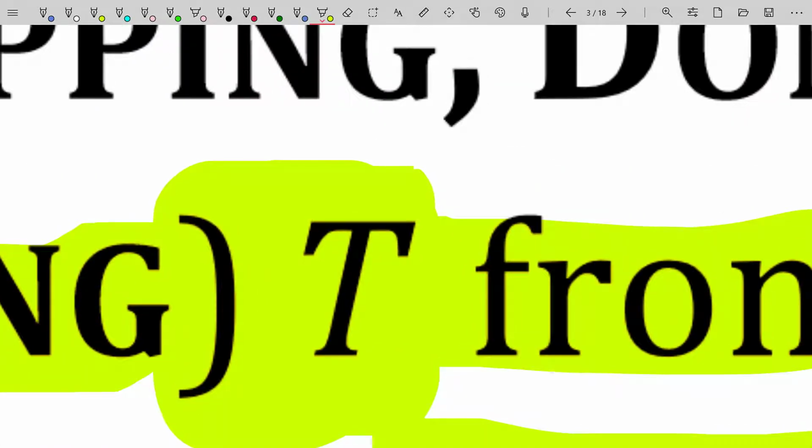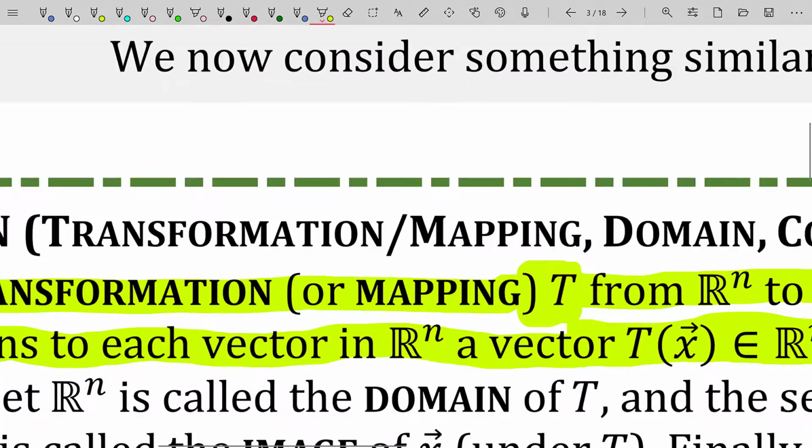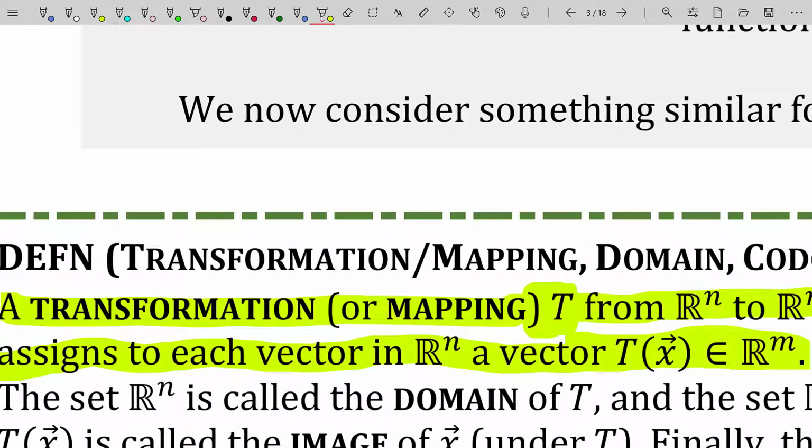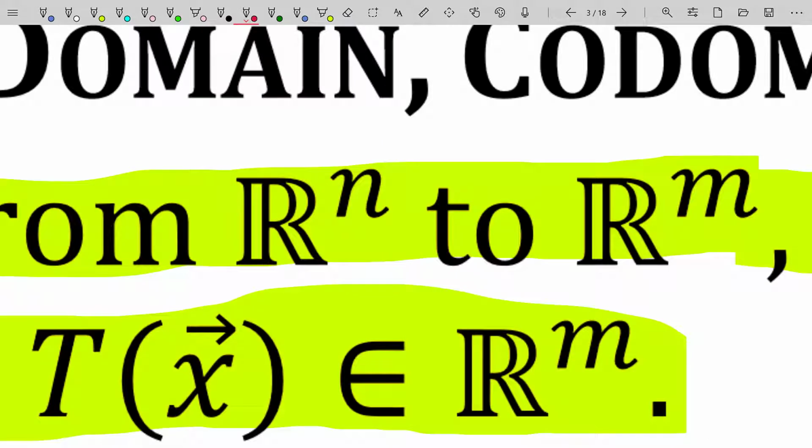Function starts with the letter F, so we used the letter F. Well, when you're talking transformations, you use the letter T. Transformation starts with T, so we're using the letter T. Functions take an input. Normally, when you're working in algebra or calculus, that input is from just the real number system, R1. And it maps that value to some output also in the real number system, or R1.